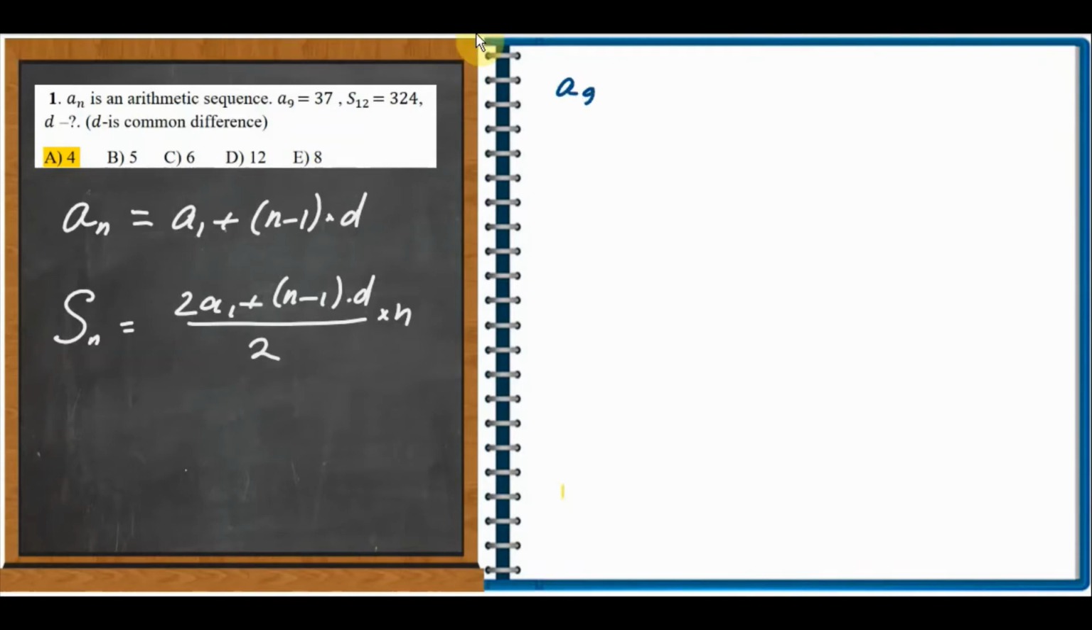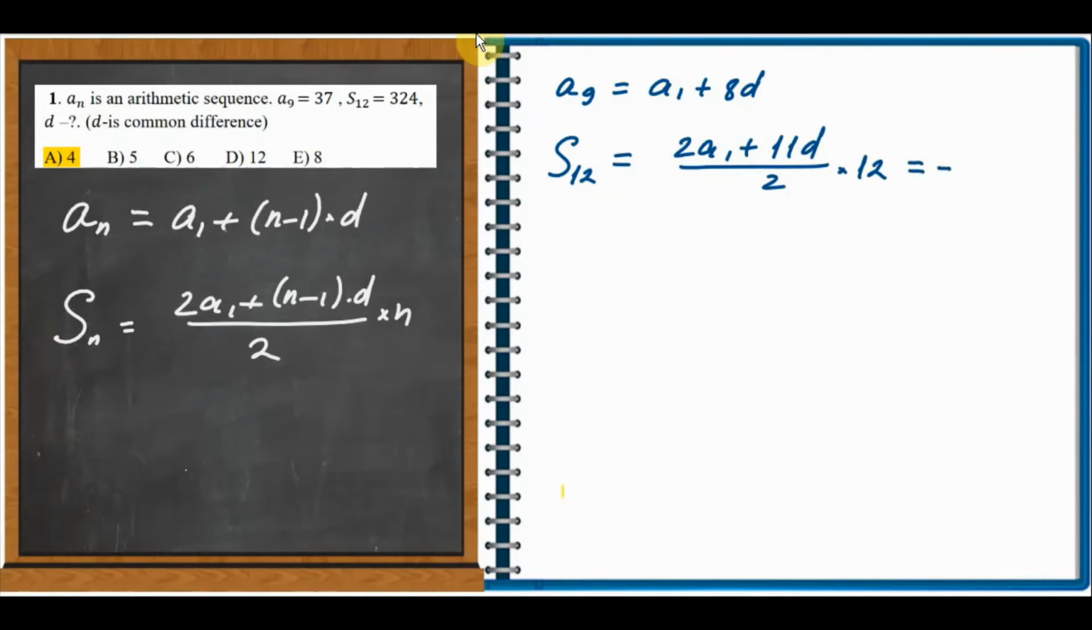A9 is equal to A1 plus 9 minus 1 d, which is 8d, and S12 equals 2A1 plus n minus 1, which is 11d, over 2 multiplied by n, which is 12. Now, let's simplify S12 a bit more to make things easier. We will cancel 2 and 12 by 2, and here will be 6. 2A1 plus 11d multiplied by 6.